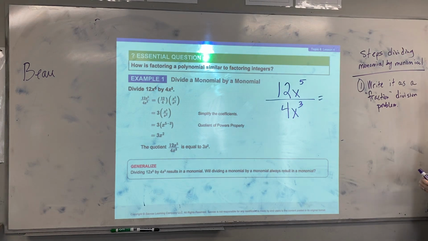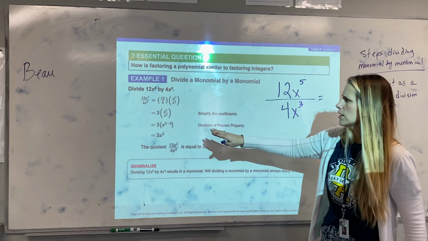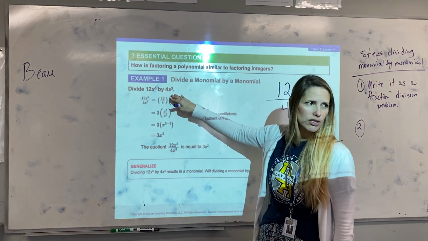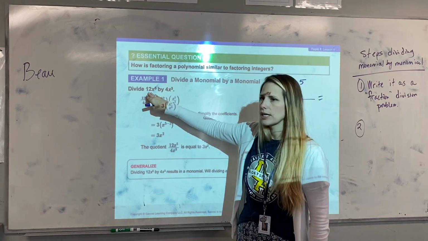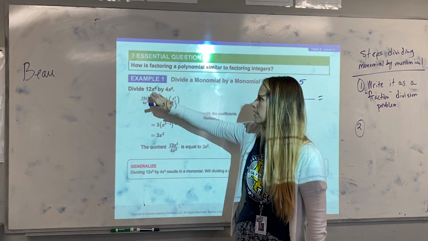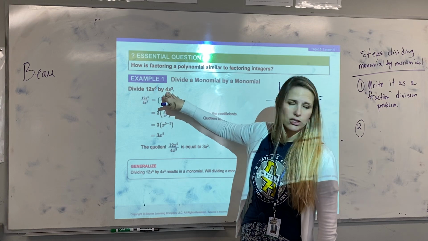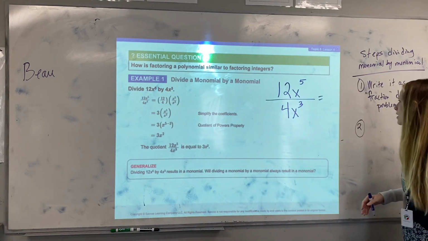And a lot of times it will already be set up that way, but if it's not, just make sure you go ahead and set it up. Write it as a fraction division problem, where the dividend is your numerator and your divisor is the denominator. And we know that if you're given a sentence division problem, the first number is your dividend. If it says divide this by that, this is your dividend, your numerator, and this is your divisor, your denominator. So we set it up like that.